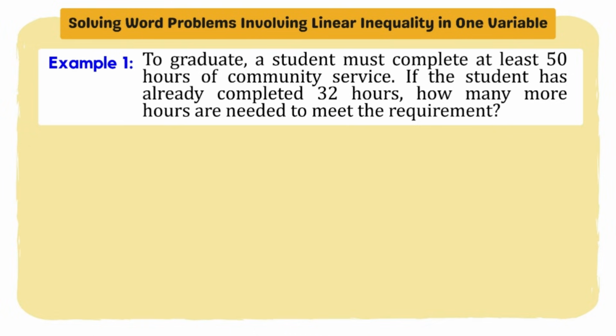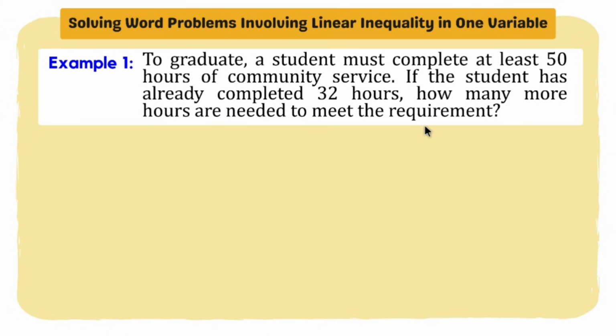Okay, let's have more examples of word problems involving linear inequality in one variable. Okay, so I'm going to show you the solution, and then after these examples, I will give you also exercises so you can also practice. Okay, so let me read the first one. To graduate, a student must complete at least 50 hours of community service. If the student has already completed 32 hours, how many more hours are needed to meet the requirement?